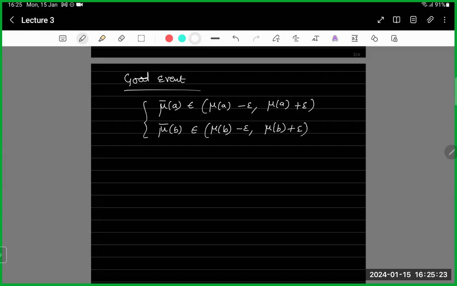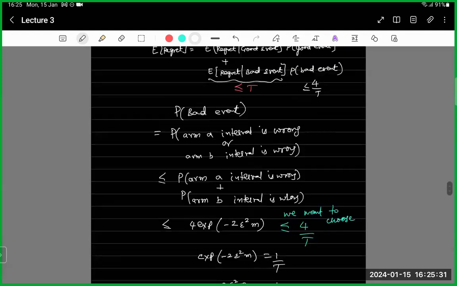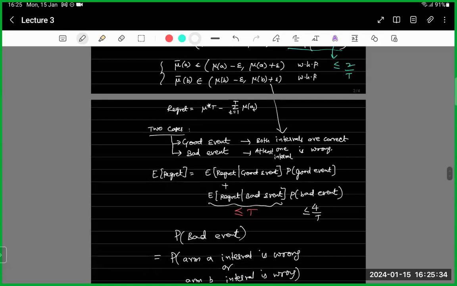So conditioned on this, what is the expected regret given the good event? That's what we want to find, right? In this expression, that is what is left. What is the expected regret given the good event?